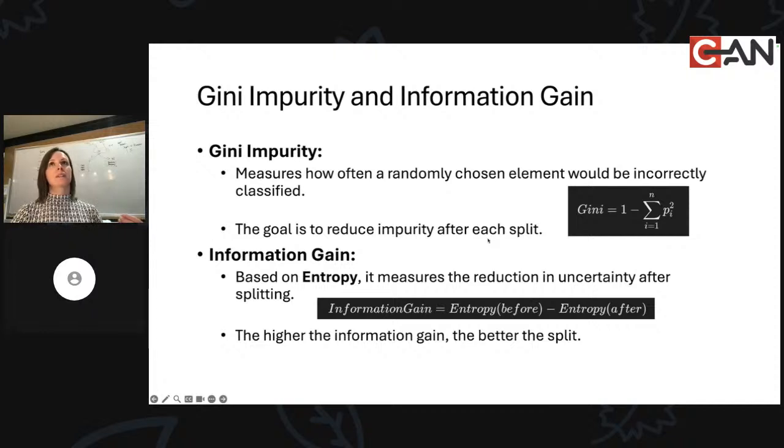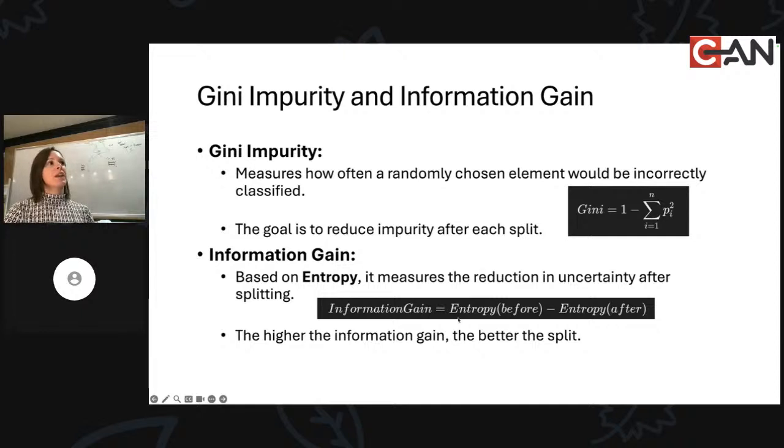Note that the reason I am bringing these up is because they have different objectives you're trying to reach. So in this one, the goal is to reduce the impurity after each split. So you want a very, very pure thing. So you're working towards one. Whereas with information gain, you're trying to reduce the impurity at each split. So you're working towards zero.